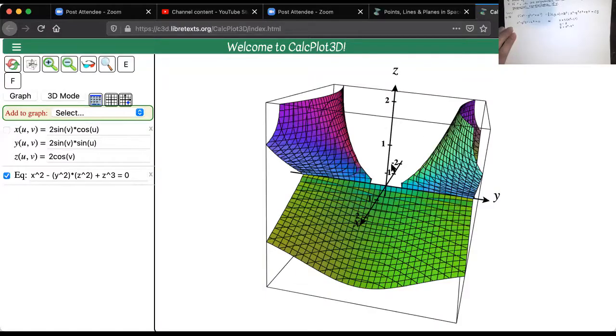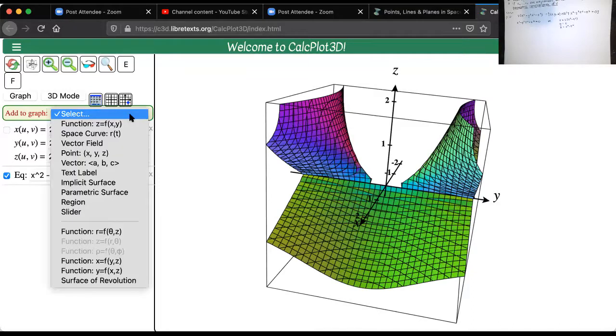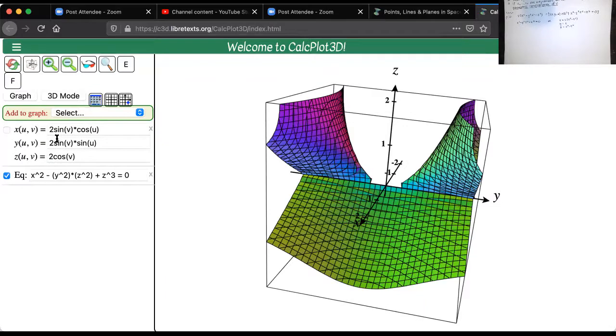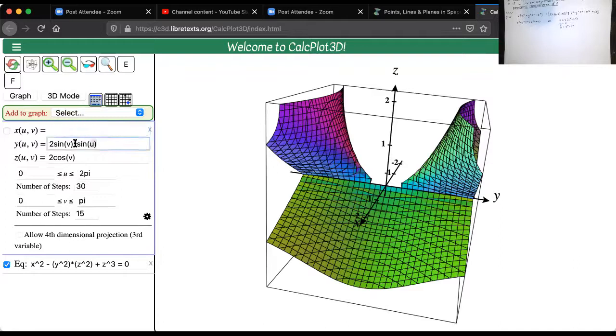Okay, so this was the implicit surface defined by that polynomial equation. That's our implicit representation of the affine variety. And now we want to graph this as a parametric surface instead. So all I did is I went up to this menu and I chose parametric surface, and then I got a set of equations that look like this. These are actually the parametric equations of a sphere of radius 2 centered at the origin. But that's not what we want this time. We want to use the parametric equations that were given to us.